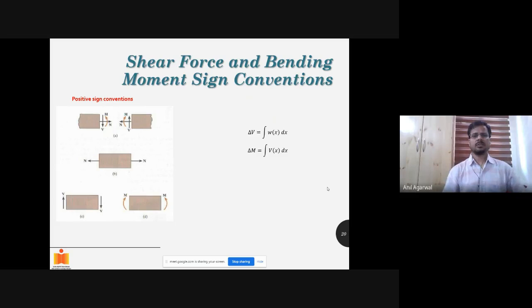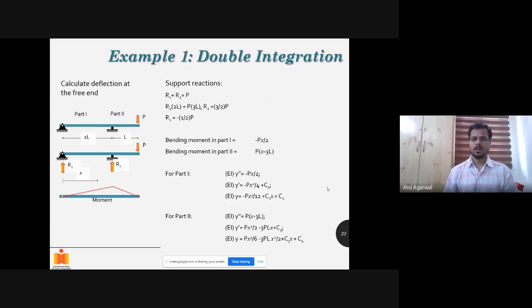Okay, this is the sign convention. We have already discussed the sign convention for internal forces, right? So bending moment, shear force, axial forces. These are the sign conventions we are going to use. And you all know what shear force is and what bending moment is, so I'll not spend too much time here.